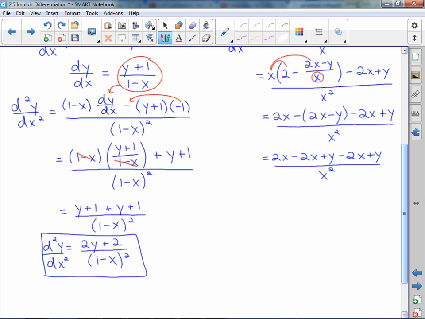Okay, now the two x's are going to go away. And combining like terms, we've got y and y is 2y minus 2x all over x squared. And that is our second derivative.